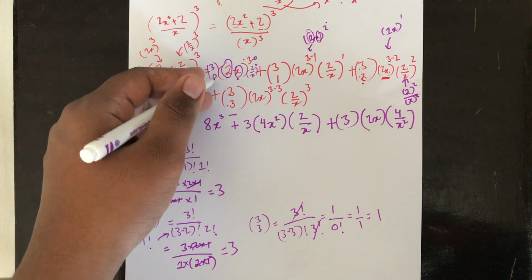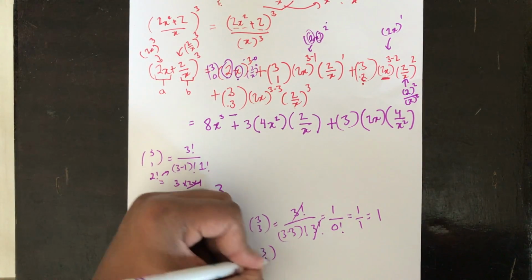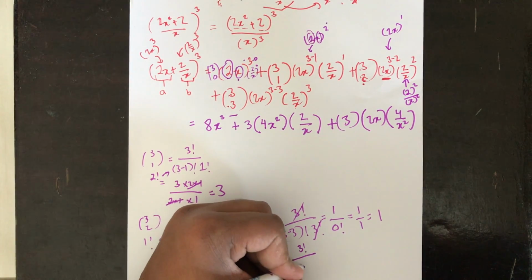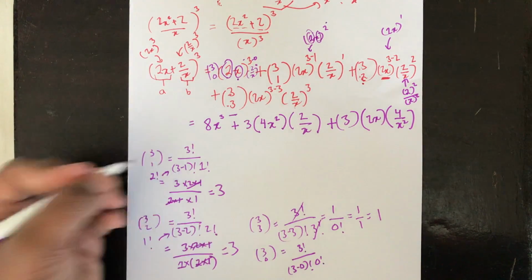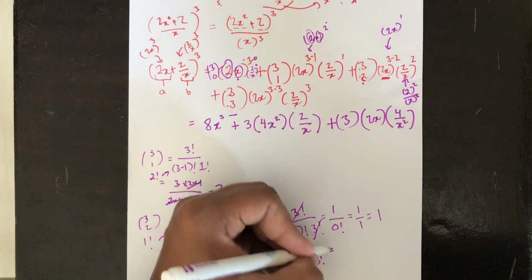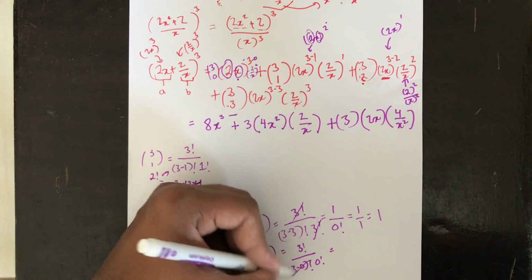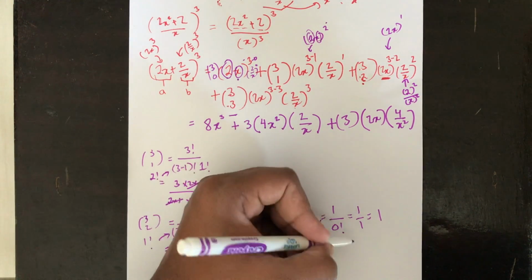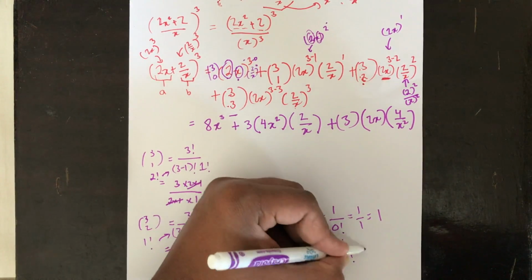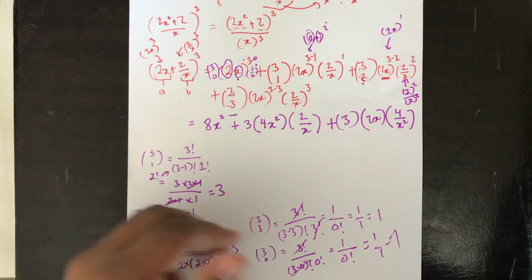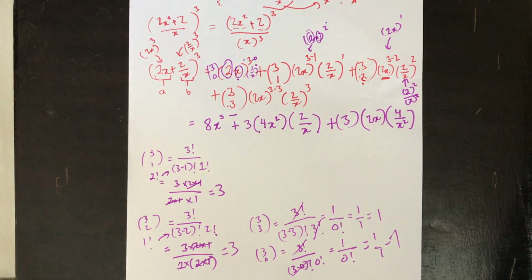And again, if you were to solve 3 choose 0, this is the same as 3 factorial over (3 minus 0) factorial into 0 factorial. So that's 3 factorial divided by 3 factorial, so that cancels out, and then I have 0 factorial, so that's just 1 over 0 factorial, which is 1. So because they are invisible terms, they don't really make a difference to the expansion.